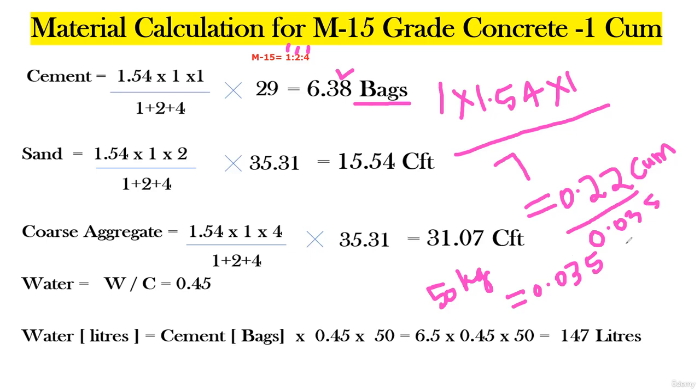Okay, sometimes it is 0.0347 also. Few people take that also. You can take 0.035 also. If you do that, how much will you get? I'm getting 6.29. So 6.29 bags of cement is required. Got it? I got 6.38 here.